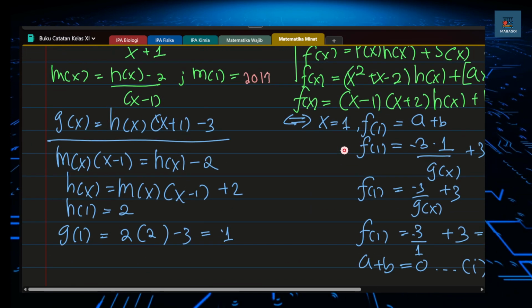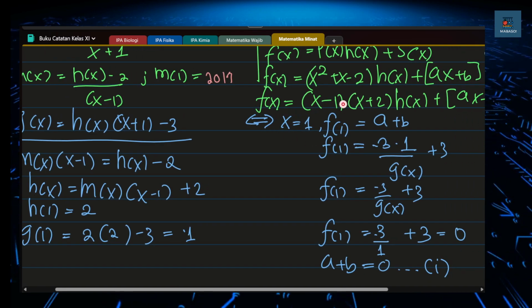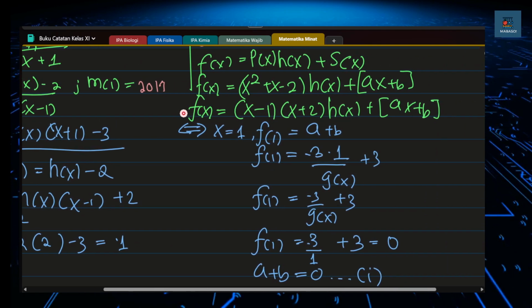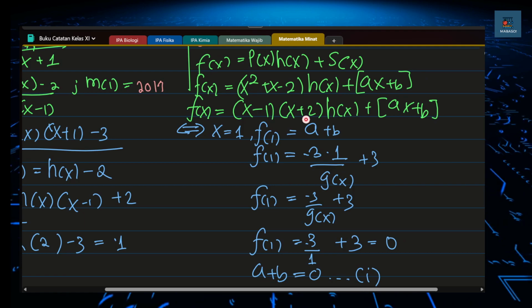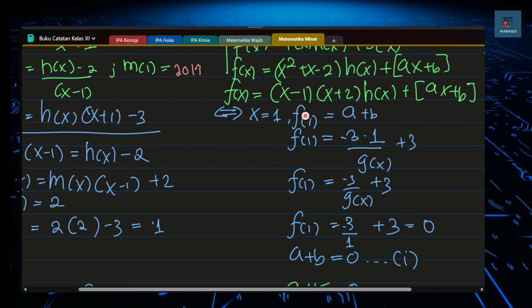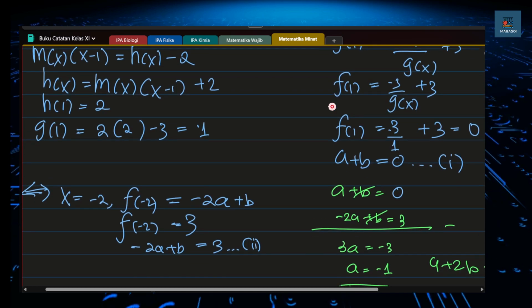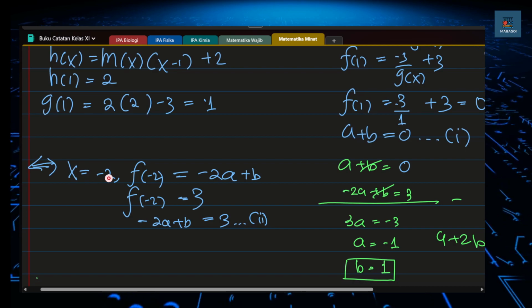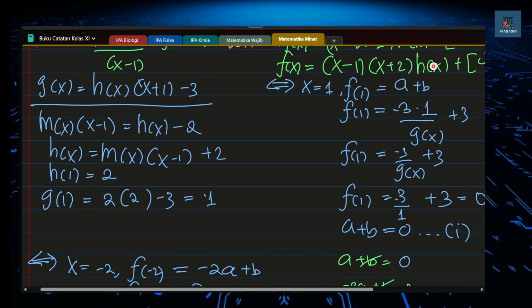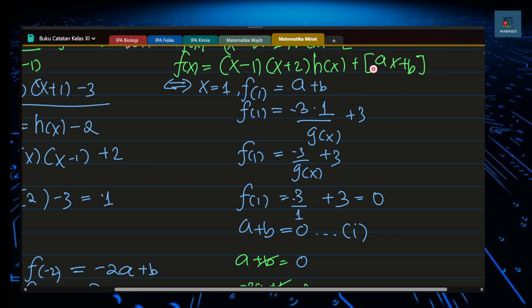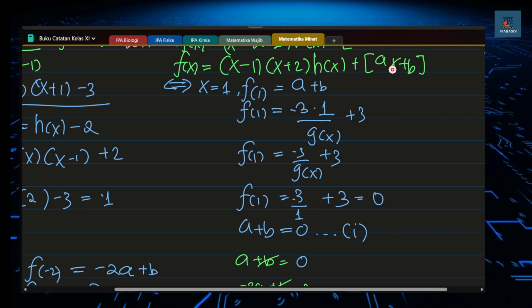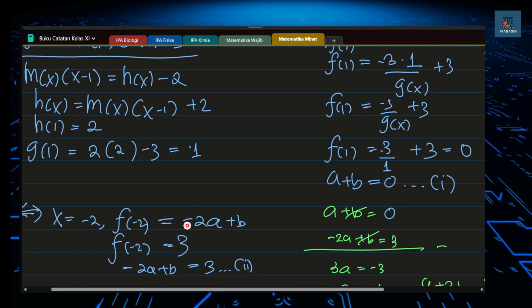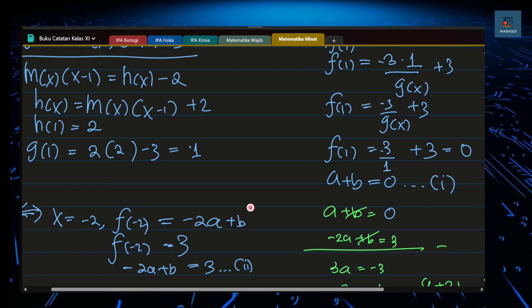And then we could get the second equation from another x value. From this equation, you could guess that I would choose x equal to minus 2. So if I choose x equal to minus 2, this term would be equal to 0. We would be left with this term, which is minus 2a plus b if we insert the value x equal to minus 2.